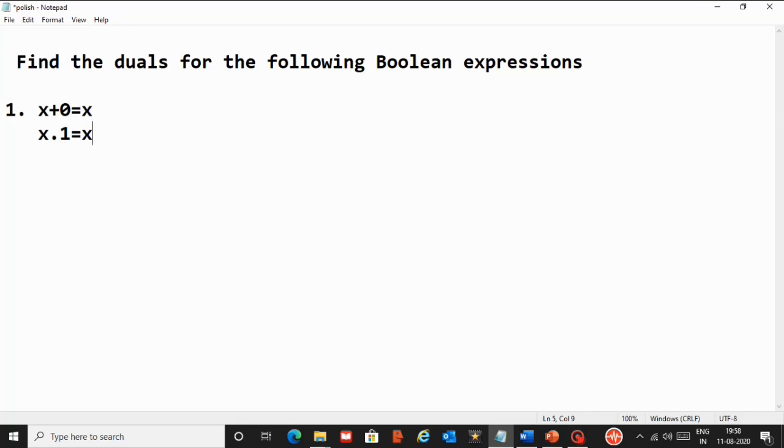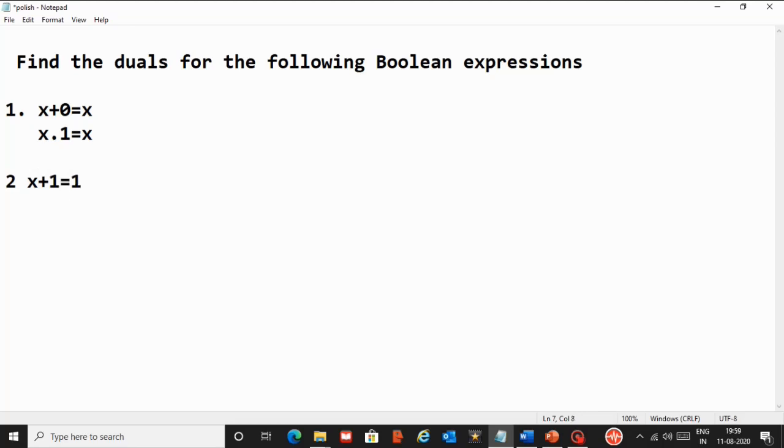We know it is true also, right? Definitely, because we proved it, the 0 and 1 property. When we did that, we proved that x dot 1 is equal to x. They can give you like this. The second one, find the dual of x plus 1 is equal to 1.